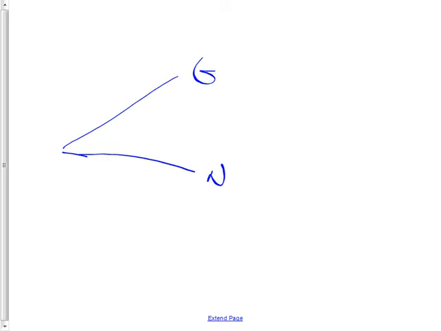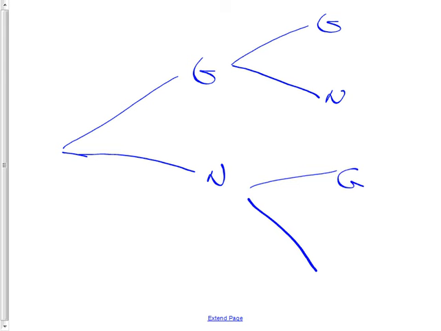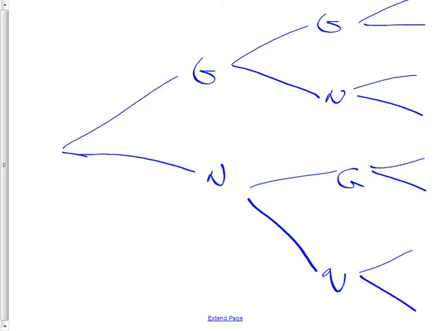And then how do I do the second seed? Over here. Germinate or not. And how do I do the third seed? Germinate or not. Okay, that's how you're going to do the one that has 3 seeds. Because they either germinate or they don't. There's not 3 things at the beginning.